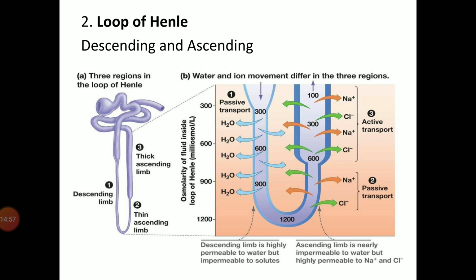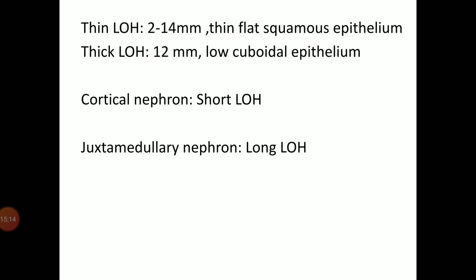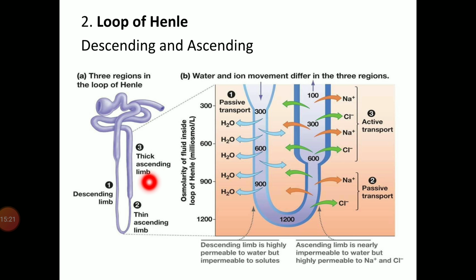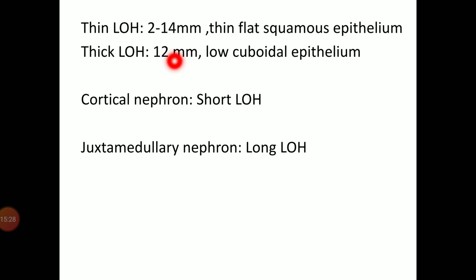Because sometimes this thinner ascending limb of the loop of Henle may be absent, in which case the thinner loop of Henle will be shorter. If the thinner ascending limb is present, the thinner segment's length would be increased. This thinner segment is lined by flat squamous epithelium. After the thinner portion, the ultrafiltrate drains into the thicker ascending limb of the loop of Henle, whose length is around 12 millimeter and which is made up of low cuboidal epithelium.